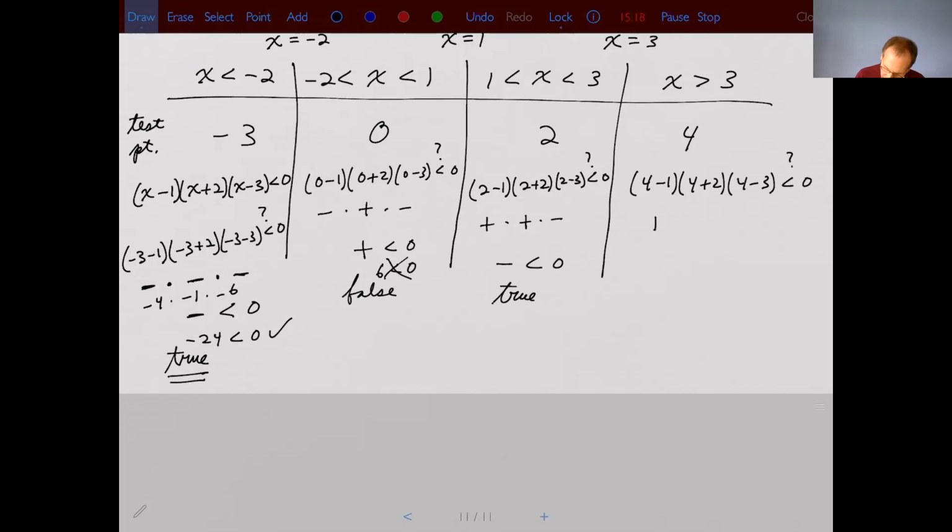So this is going to be a positive 3, so it's positive. This is a positive 6, so it's positive, and a positive 1, so it's positive. So if I multiply a positive times a positive times a positive, that's positive. Is that less than 0? No, that's false.